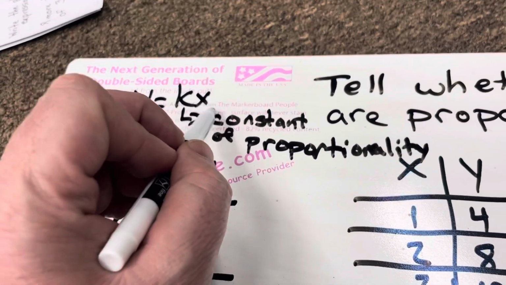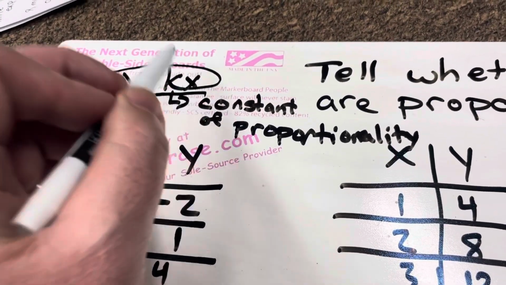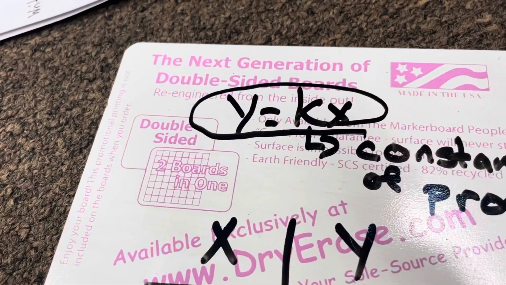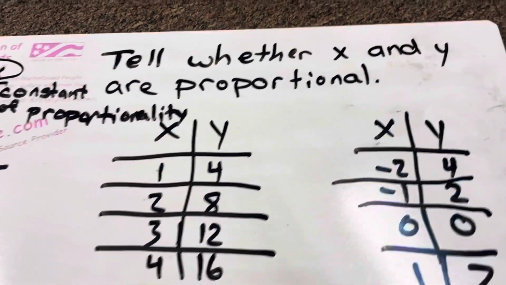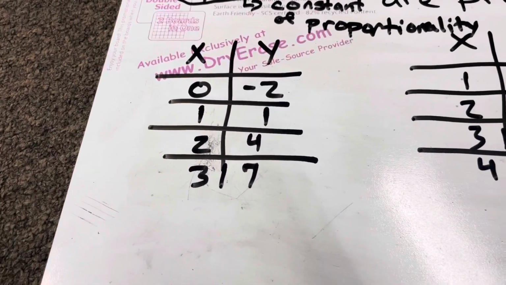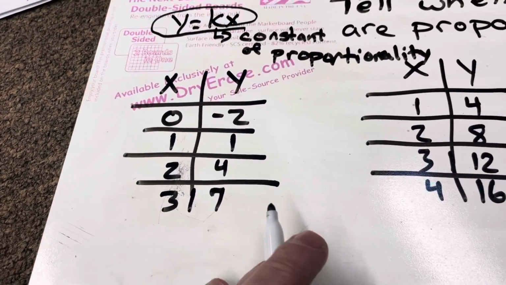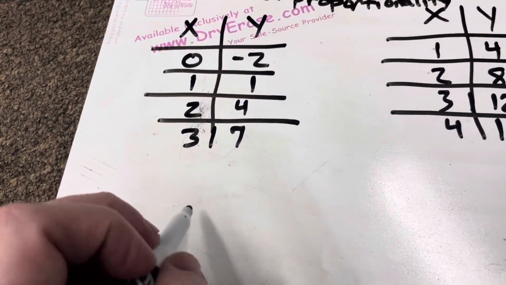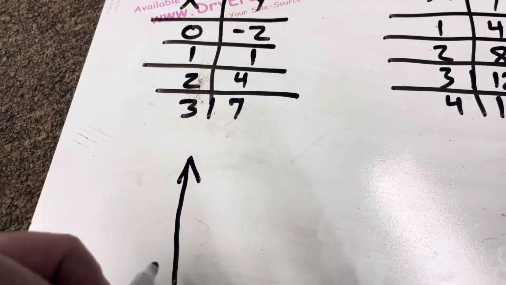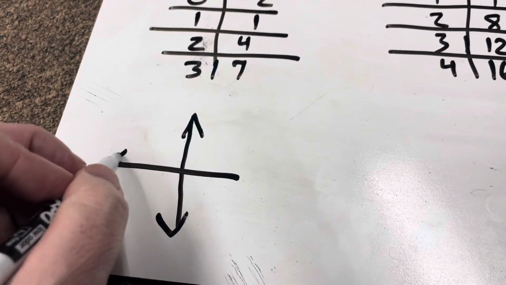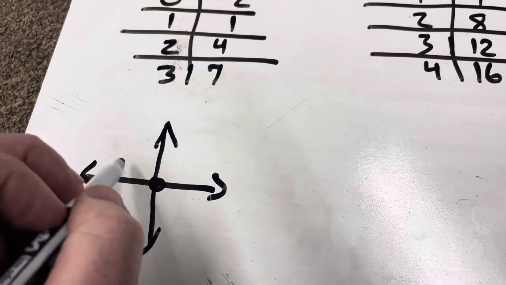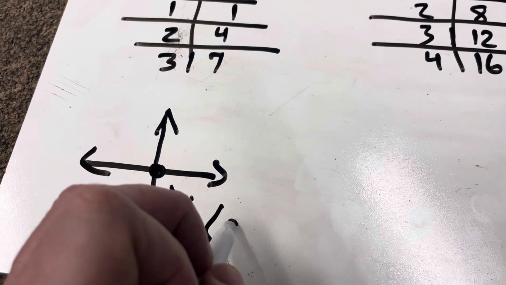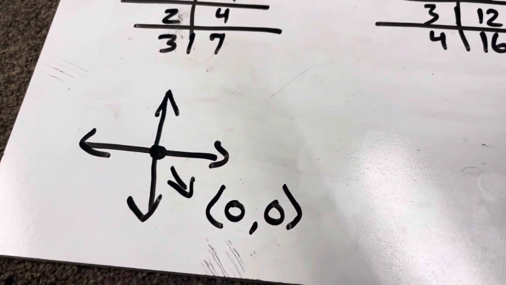Another phrase for this y equals kx is what we call direct variation, where x and y vary directly. Another way to put it is they are proportional. Tell whether x and y are proportional. In this exercise, the idea is if it goes through the point of origin. Remember on a graph, when we have ordered pairs, the point of origin is right here. The ordered pair for that point is 0, 0.